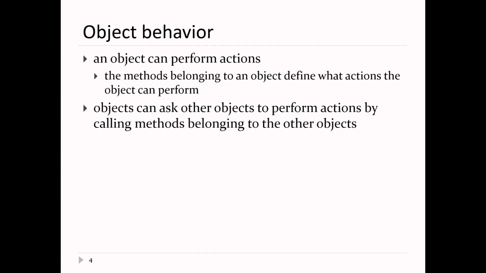Objects also perform behaviors, so they have methods. The methods belonging to an object operate on the data belonging to the object, so they operate on the fields that the object has. Objects are able to talk to other objects because you just call the method belonging to another object. And so objects can interact with one another. In object-oriented programming, this is called message passing, but no one says that in Java. It's just you calling methods.